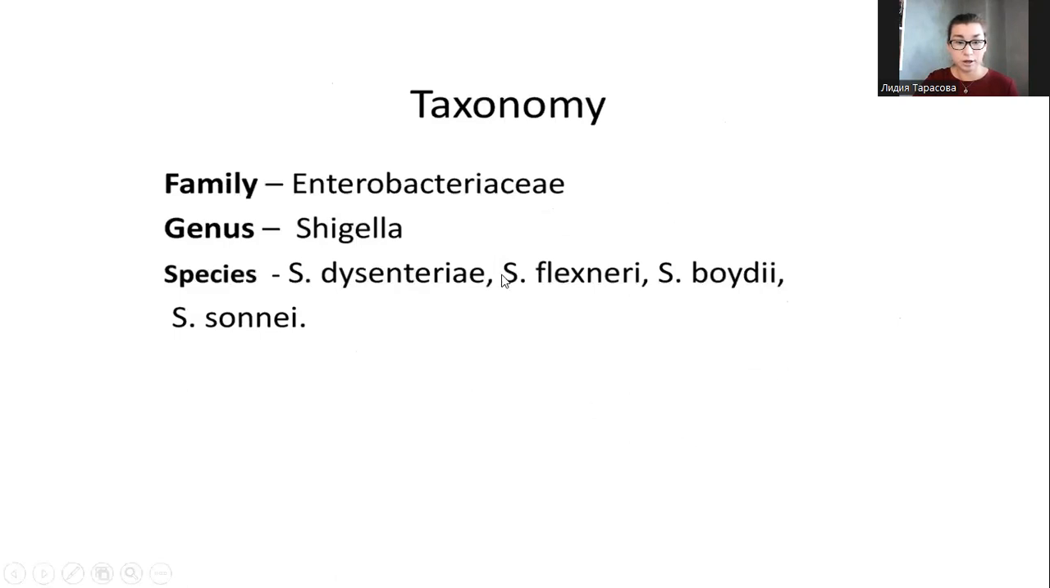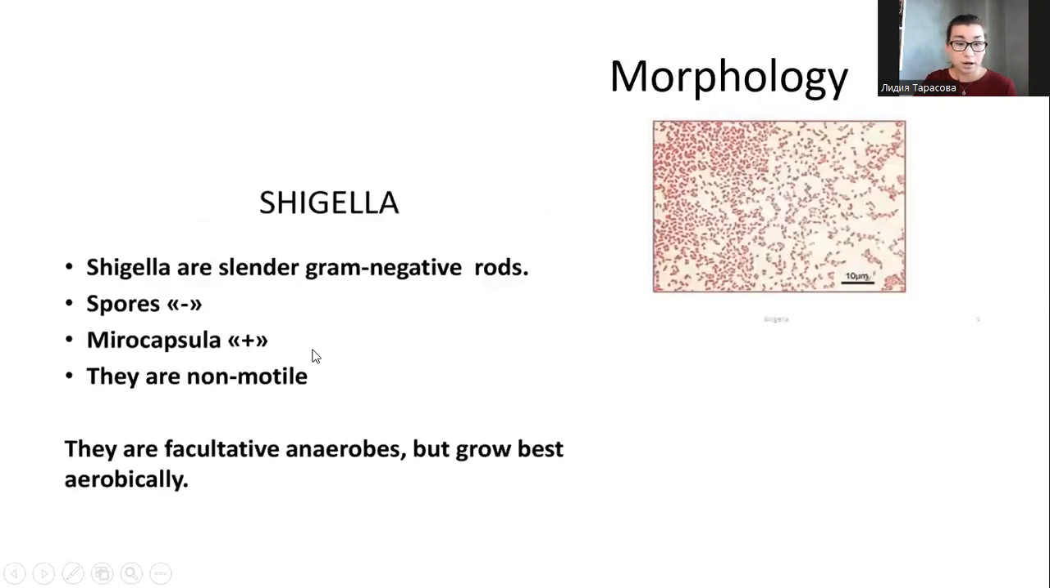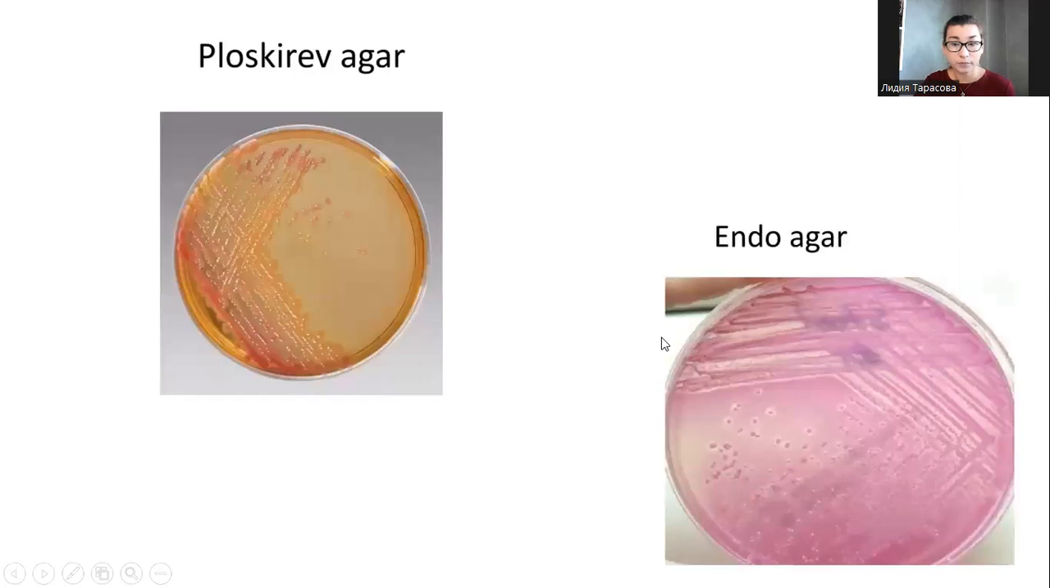Taxonomy. Shigella belongs to the family Enterobacteriaceae, genus Shigella, and there are a few species: Shigella dysenteriae, Shigella flexneri, Shigella boydii, Shigella sonnei. Shigella are gram-negative rods, non-spore forming, but can have a microcapsule, and are non-motile, without flagella. Facultative anaerobe but grows best aerobically. And it is lactose negative, that's why on lactose-containing media it forms colorless colonies.